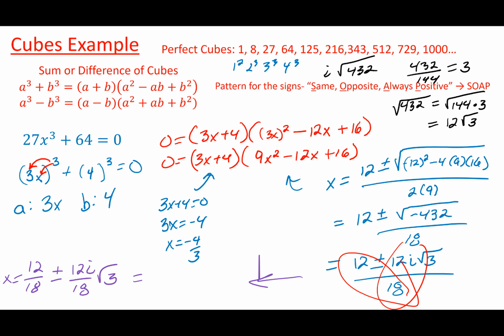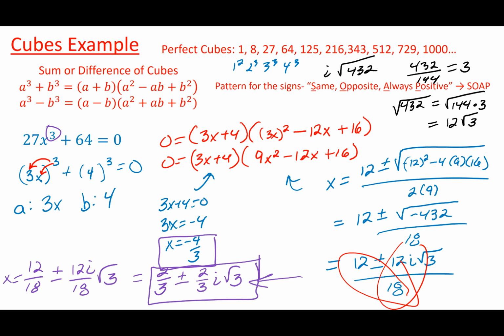What's 12 divided by 18? Can I simplify that? If I divide each term by 6, that's 2/3. So 2/3 plus or minus 2/3 i root 3, and x equaling negative 4/3. So there's 3 solutions, which makes sense because it originally was a degree 3 polynomial. So x is negative 4/3 and x is 2/3 plus or minus 2/3 i root 3.